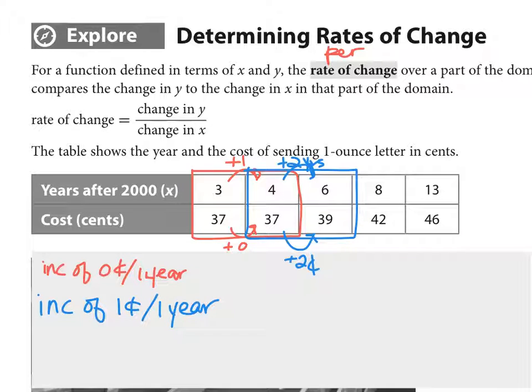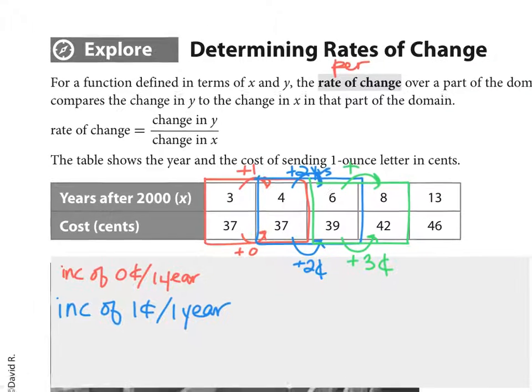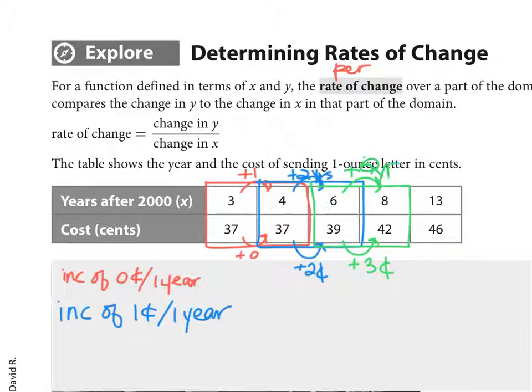Okay, if I look at this next section, so this is going to kind of get overlapping. All right, here I'm increasing 3 cents in 2 years. So I'm still increasing by 2 years, but now I'm increasing 3 cents. So if I write that out, that's going to be an increase of 3 cents per 2 years. Or if we simplify that, that'll be an increase of 1.5 cents per year.